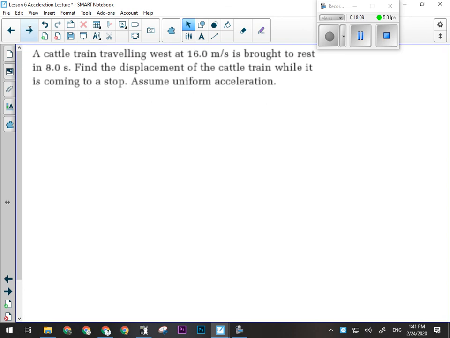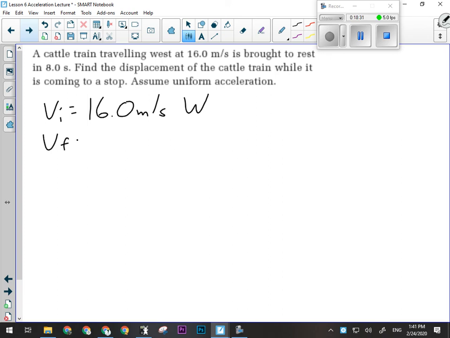Write this example down because this will be our next formula. I've got a cattle train traveling west at 16 meters per second. So they gave me VI, 16.0 meters per second west. It's brought to rest, so what's VF? 0. Find the displacement of the cattle train while it is coming to a stop. It takes 8.0 seconds for it to come to a stop.